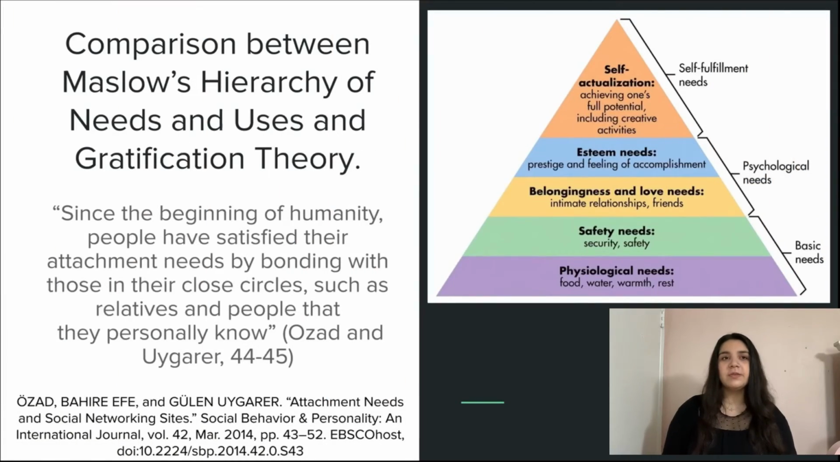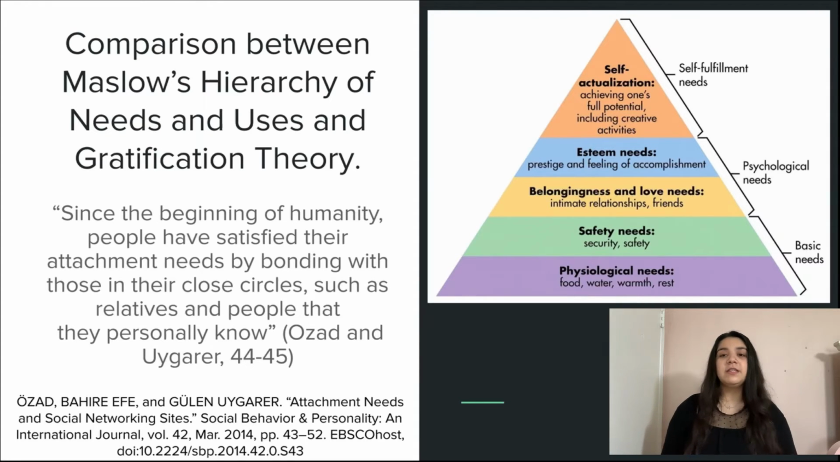The second article I would like to discuss is The Attachment Needs and Social Networking Sites by Oz Bihar FA and Golan Uyghur, which was published recently, July 2020. This article had an interesting fact because they actually compared the uses and gratifications theory to Maslow's hierarchy of needs. I found that very interesting because they both speak upon fulfilling an individual's needs and the reason for it.